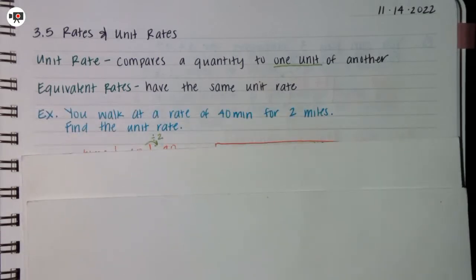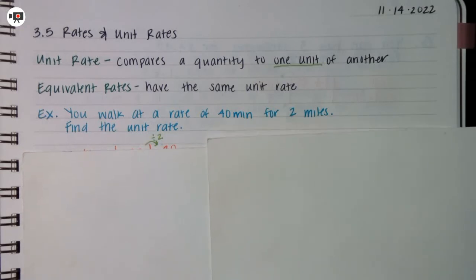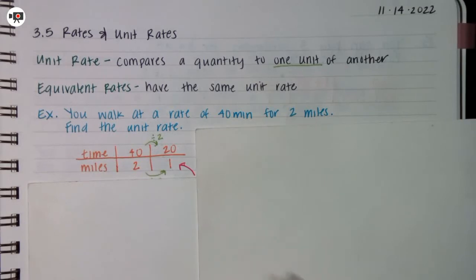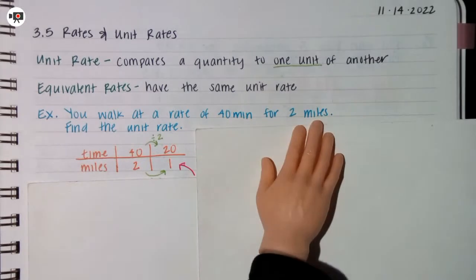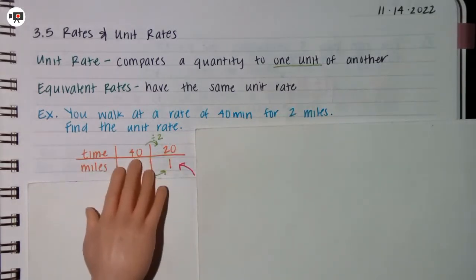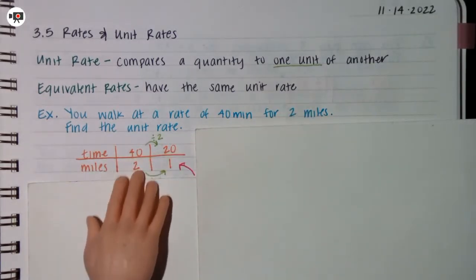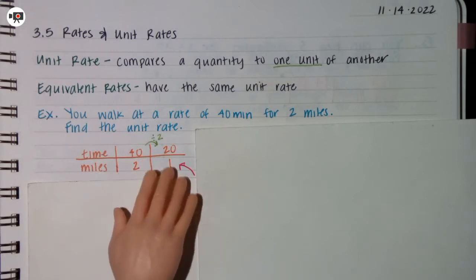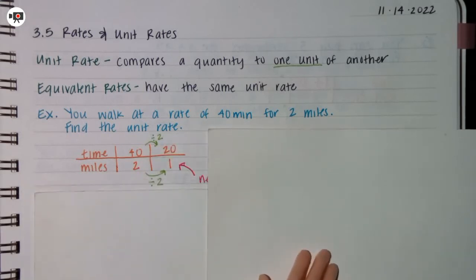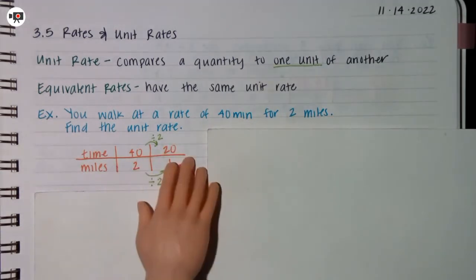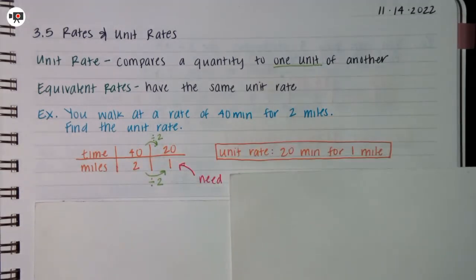So you walk at a rate of 40 minutes for 2 miles. Find the unit rate. So to do this, we're going to set up a table where we have time per miles, because time was given first and miles was given second. So I have 40 minutes for 2 miles, but I want only 1 mile, because a unit rate has to have a 1, so something per 1. So to get 2 to 1, I divide by 2. So I divide the top by 2 to get 20 minutes for 1 mile. So that is my unit rate.